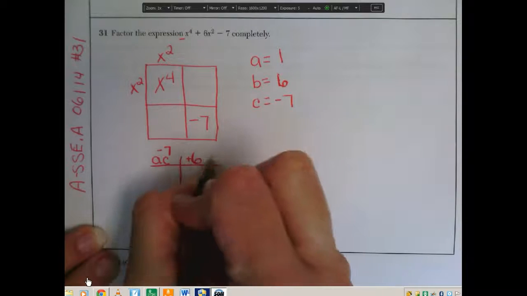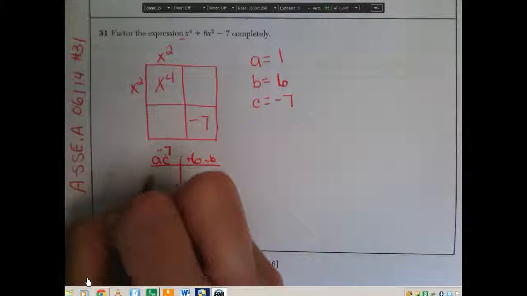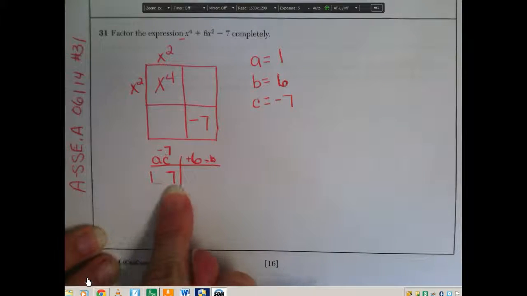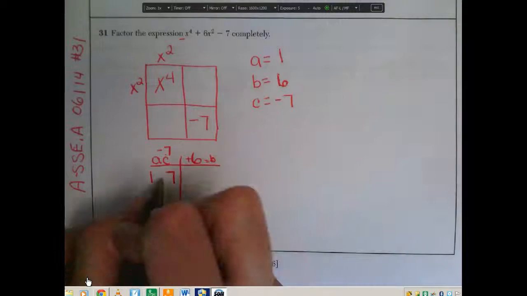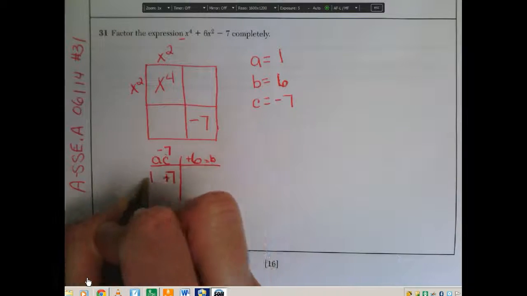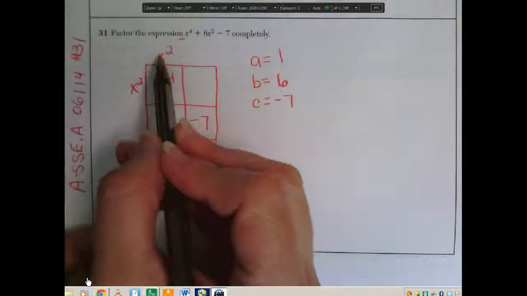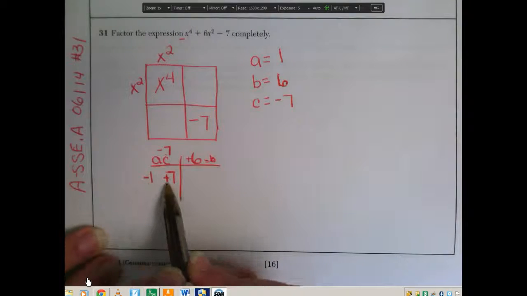Well, the only numbers that we can get 7 from are 1 and 7. So we just have to decide which one's going to be negative in order for us to get +6, which is our B term. Because 6 is positive, we know our bigger number has to be positive, and our smaller number has to be negative. Because there's no numbers in front of these x squareds, it doesn't matter where I put these.